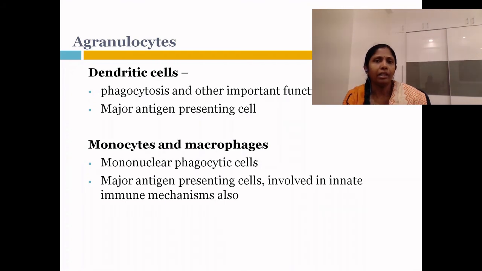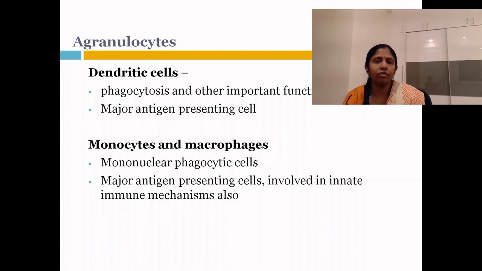Now, the other types of cells that arise from a myeloid progenitor include dendritic cells and the mononuclear phagocytic cells. Dendritic cells have membranous extensions from the cell, and because of this they are capable of phagocytosis. Their major function is phagocytosis. They also have several other important functions in the immune mechanism. The dendritic cells are the major antigen presenting cells.